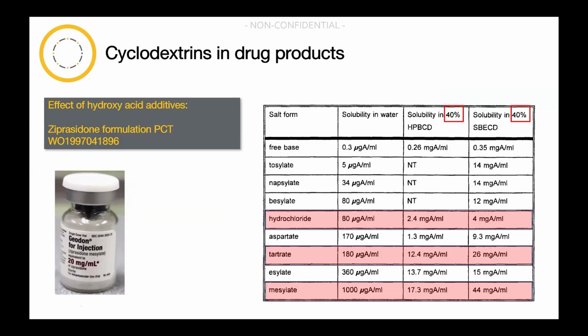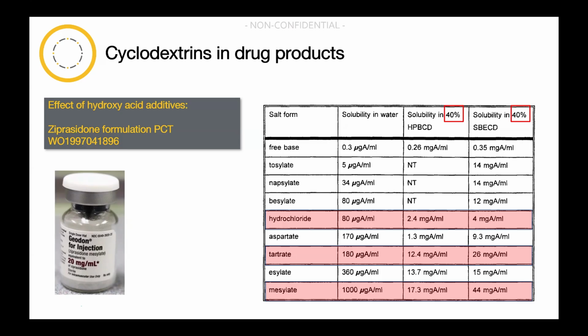Again, a formulation containing an API where they use two different types of solubility increasing mechanism. First is the preparation of the salt form. You can see that they used free base, tosylate, hydrochloride, and mesylate. And in these, you can see that the solubility in water was the best with mesylate salt, around 1 milligram per milliliter.